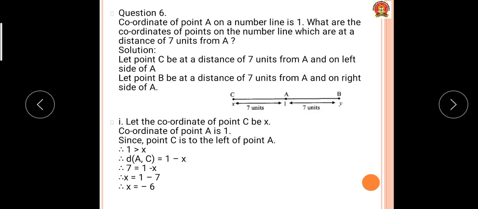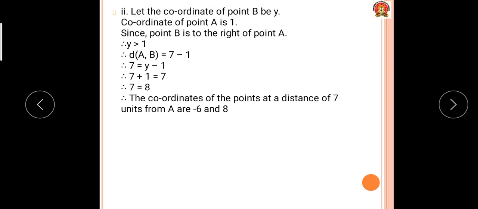Now see, the coordinate of a point A on a number line is 1. Now listen, this is like question number 4. A is 1. What are the coordinates of the points on the number line which are at a distance of 7? So we have to find C and B. Consider C at the left side, B at the right side, and both the possibilities like question number 4 you have to solve.